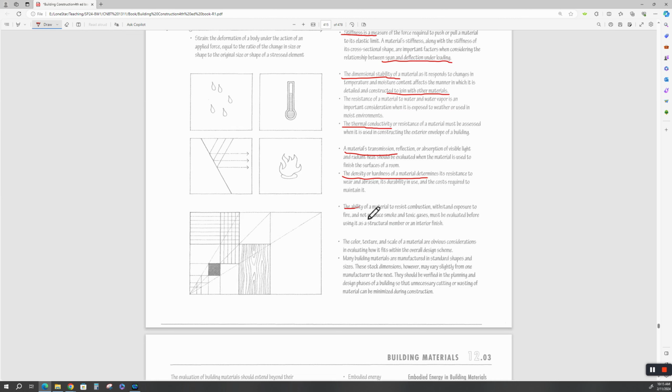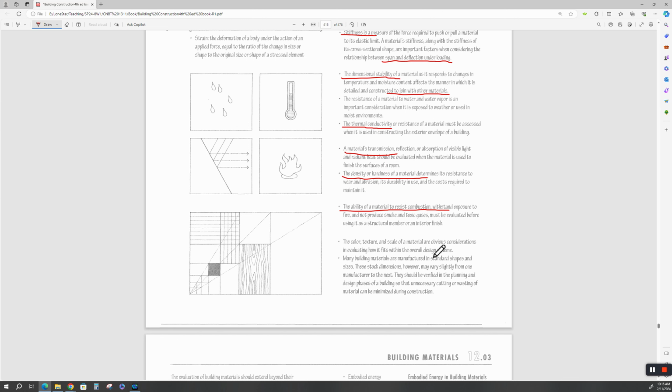Okay. The ability of a material to resist combustion, that's fire retardant. What's its fire rating? Okay. And with its standard exposure to fire and heat and smoke and toxic gases. All right. All your plastics, when they burn, they emit a very toxic gas. Some of it's cyanide gas, and that sort of thing.